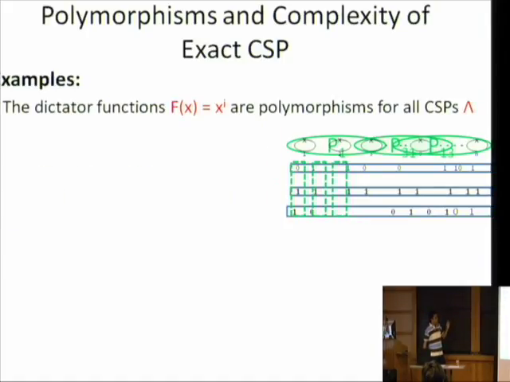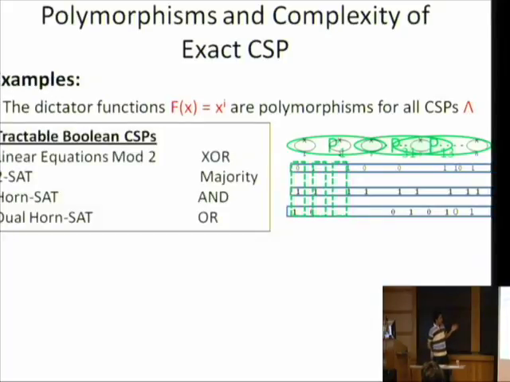So we really want to expect that non-trivial operations are actually what makes things easy. And indeed, for all the tractable cases, there are non-trivial operations. So for all the tractable Boolean CSPs, like linear equations mod 2, there is XOR; 2SAT, there is majority; and Horn-SAT, there is AND. What this means is that if I take a bunch of assignments for 2SAT which satisfy all the constraints, apply majority, then I get a new solution which satisfies all the constraints.